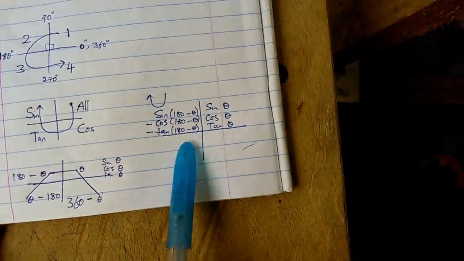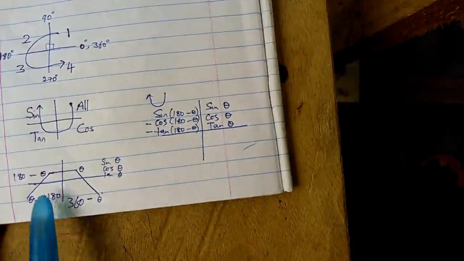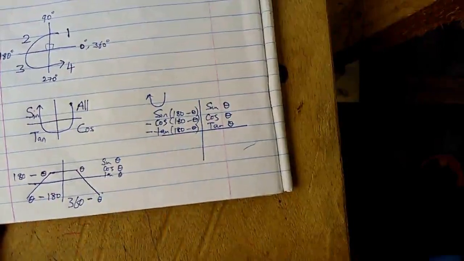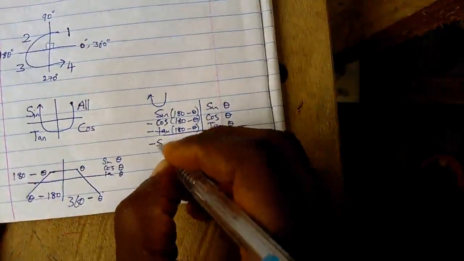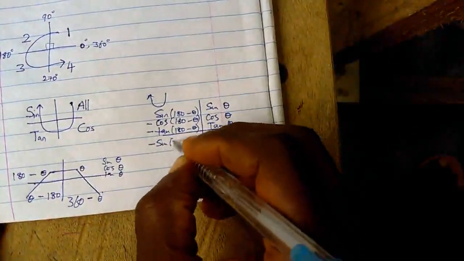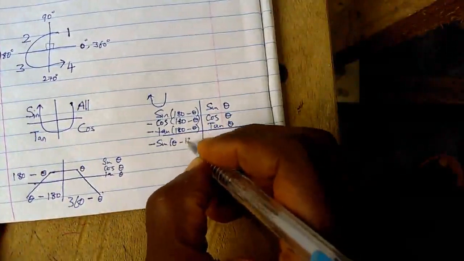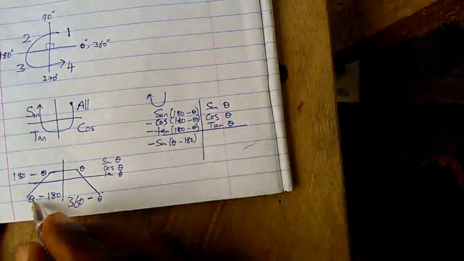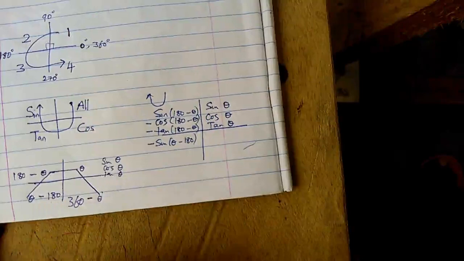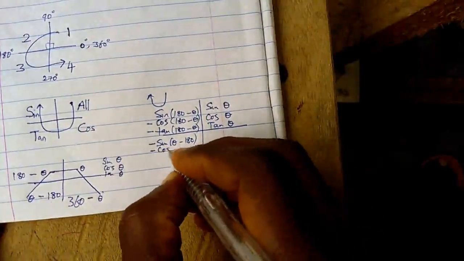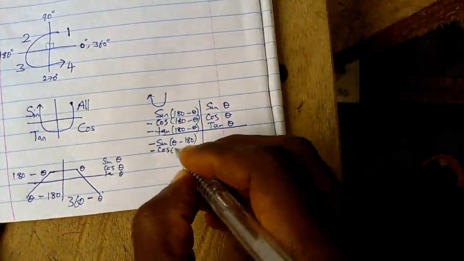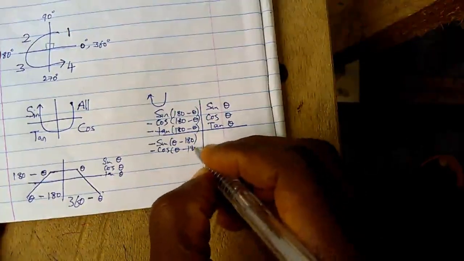For this quadrant, it's always theta minus 180. And remember, only tan is positive. So, you have minus sine of theta minus 180. Well, cos is also negative, so minus cos of theta minus 180.